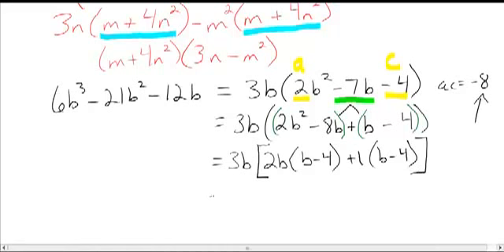So now my final answer is 3b times b minus 4, which was my shared factor, times, when I factor that out, what am I left with? I'm left with this 2b and this 1. 2b plus 1. Ta-da! And that's that. That one was fairly involved.